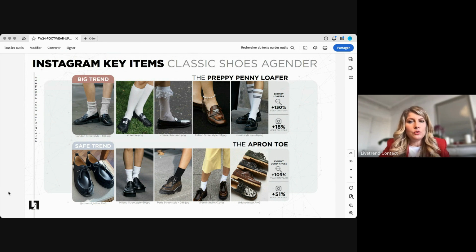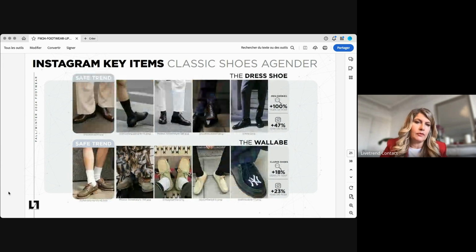But as you can see, the consumers are still looking for chunky loafers, while in the visibility, as you can see in those images, the styles look more classic and refined and less chunky than what they proposed last year. Another big trend is the apron toe. As you can see, there's a big increase of 51% in visibility. It's a safe trend also because it's a classic and iconic shoe, but it's newer, of course, for women. And the search for this product is quite high, with more than 100% increase from last year.